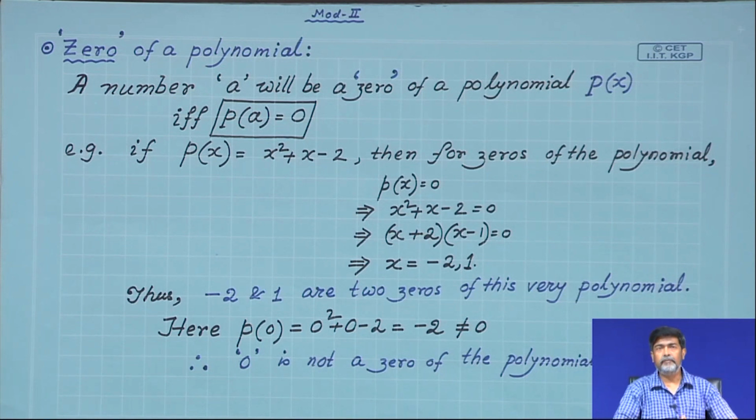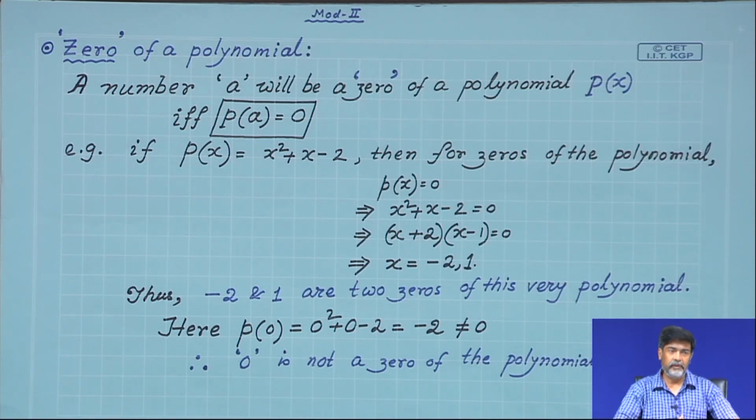For example, I am considering a polynomial p(x) equal to x square plus x minus 2. Then for zeros of the polynomial, the p(x) will vanish, and solving the equation p(x) equal to 0, that is x square plus x minus 2 equal to 0, after factorization I get (x plus 2) into (x minus 1) equal to 0, and taking one by one we are getting two roots, namely minus 2 and 1.